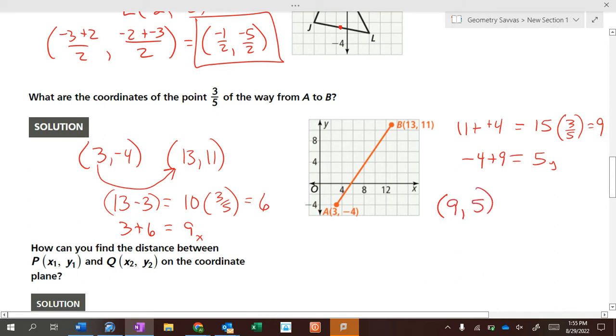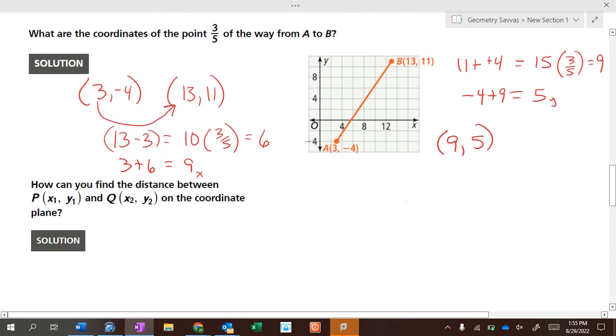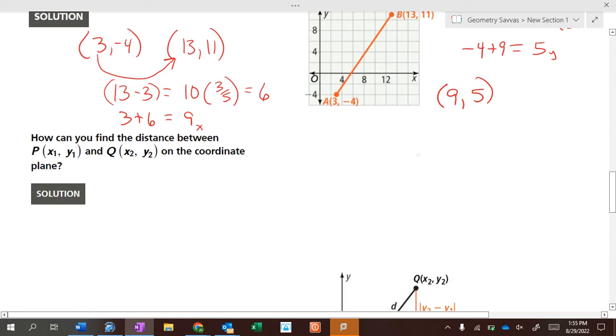I will not make you do that on a quiz or a test. Okay? They did have those on the quizzes and the tests. I just don't like those. Now finding midpoint, yeah, you need to know how to do midpoint. But finding a point 3/5 of the way, I might give you a homework problem on that so you work through it once. But I don't expect you to have to work through that all the time.